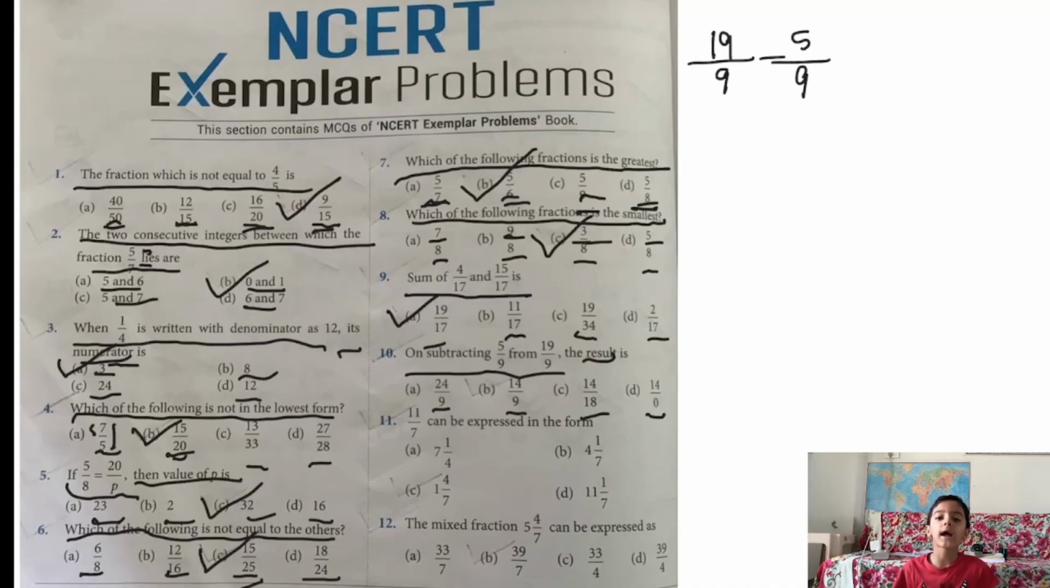Here these both are like fractions, so we'll only subtract the numerators. So 19 minus 5 is equal to 14 and we'll keep the denominator as it is. Answer of 19 by 9 minus 5 by 9 is 14 by 9. So the correct answer of question 10 is option B, which is 14 by 9.